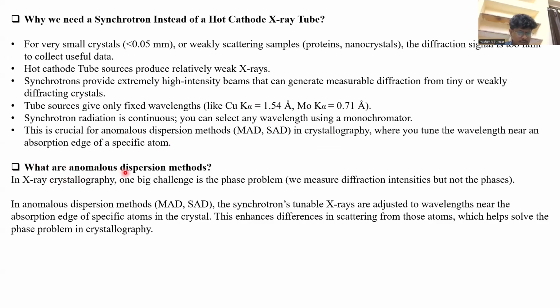And what is the anomalous dispersion method? In X-ray crystallography, one big challenge is the phase problem. We measure diffraction intensities but not the phase. Basically, we want to measure diffraction intensities to study the crystal structure. In the anomalous dispersion method, the synchrotron's tunable X-rays are adjusted to a wavelength near the absorption edge of specific atoms in the crystal. This enhances differences in scattering from those atoms, which helps solve the phase problem in crystallography. Okay, and then thank you.